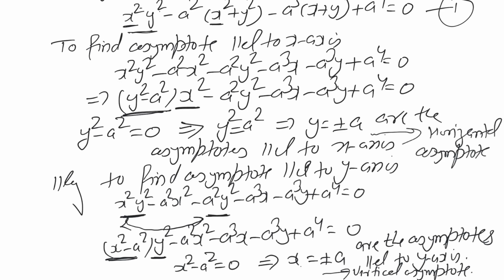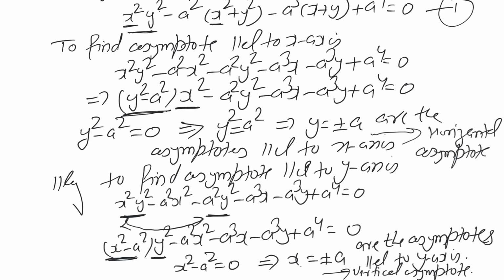Therefore, the given curve in equation 1 was of degree 4, and we have already determined 4 asymptotes. We also know a very important result: the number of asymptotes cannot exceed the degree of the given curve. The degree of the given curve is 4, so we have already found the 4 asymptotes. Therefore, the given curve will have no oblique asymptote.